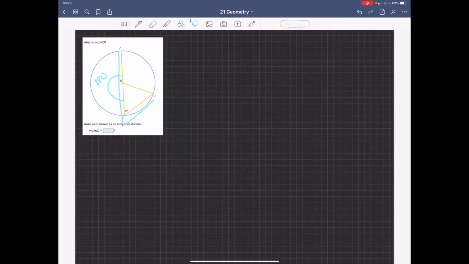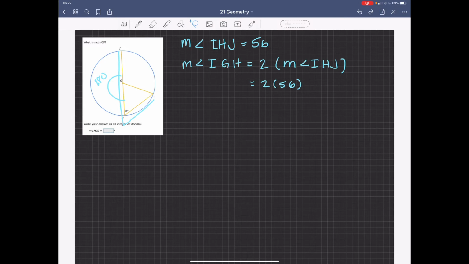Hi, we're going to look for the measure of HGJ. The first thing I notice is that IHJ is 56 degrees, and I know that if I double this, I'll have the measure of IGJ. So let's go ahead and find that. The measure of IGJ is 2 times the measure of IHJ, so it's 2 times 56 equals 112.